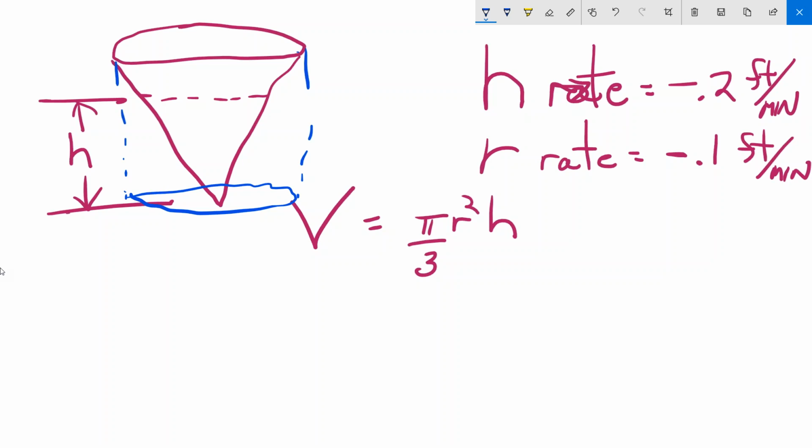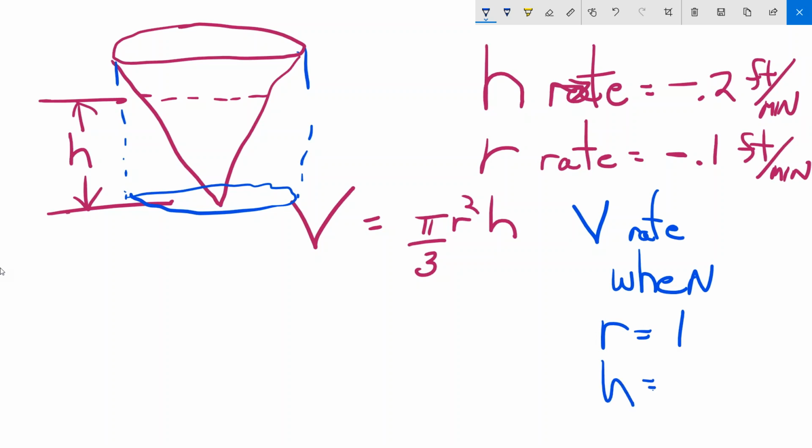What is the rate of change of the volume when, and these always come with specifications about what radius and height are, when the radius is 1 and the height is 2. So when we're looking at that being 1, there's the radius, and that being 2. Okay, so we're asking for the volume rate of change.